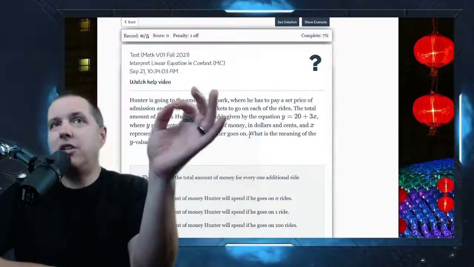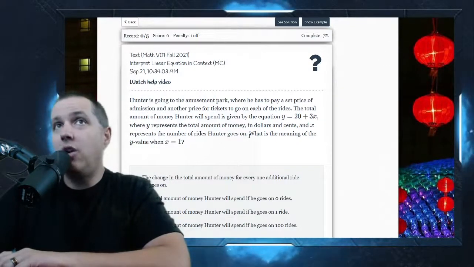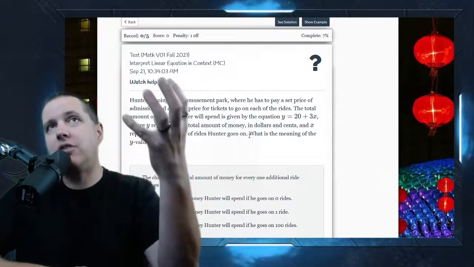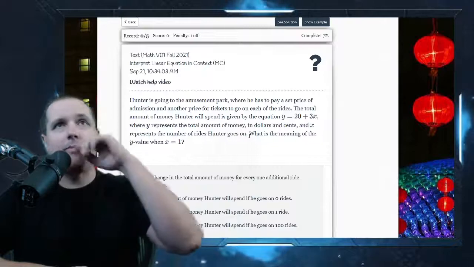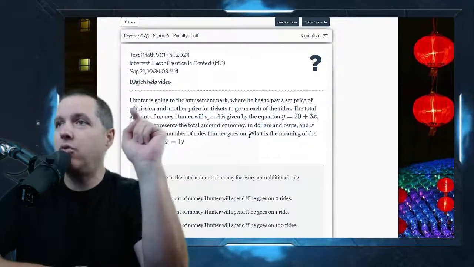So that's already information. It doesn't say in the problem it costs $20 to get in, but we know that it does because we were able to read the mathematics. We were able to understand the mathematics. So see how you don't want to just blindly take stuff that's given to you in a problem. You want to interpret it. You want to understand it.